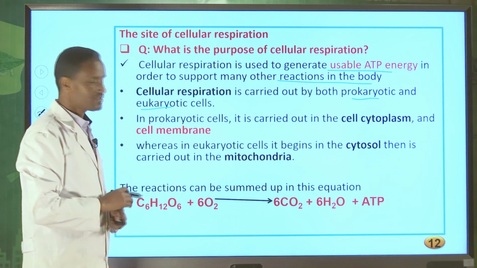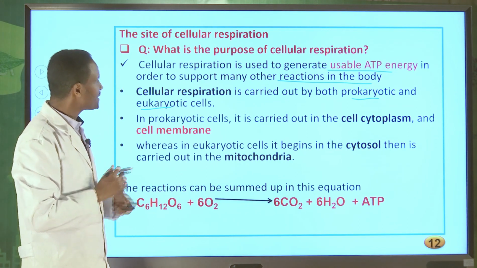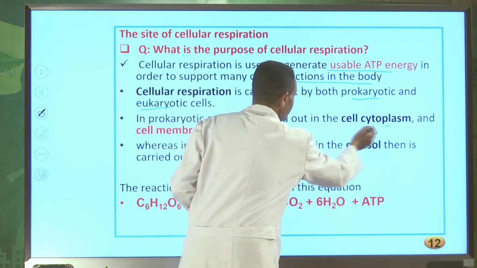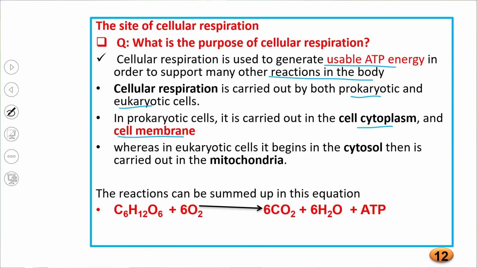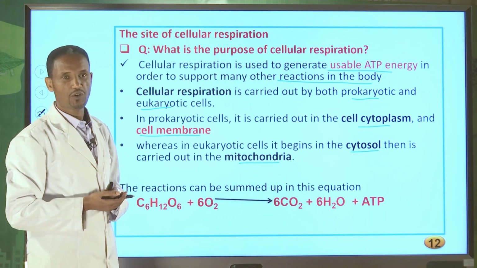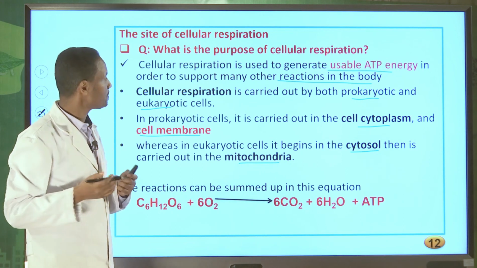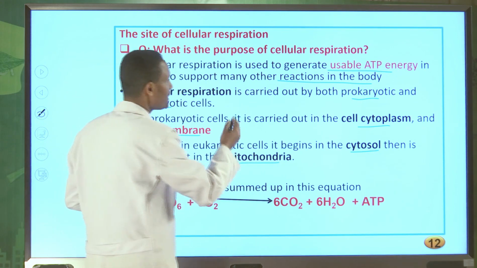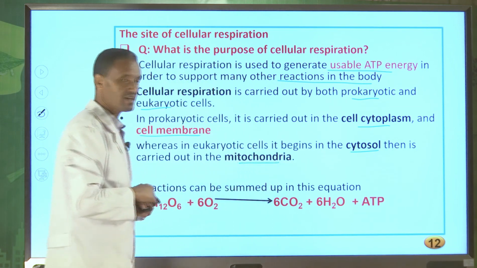In prokaryote cells, it is carried out in the cytoplasm and the cell membrane of the prokaryotic cells. Whereas in eukaryotic cells, it begins in the cytosol, that means the fluid inside the cytoplasm, and is carried out in mitochondria. You know that prokaryotic cells have no mitochondria. Therefore, cellular respiration in prokaryotes takes place in the cytoplasm as well as in the cell membrane.